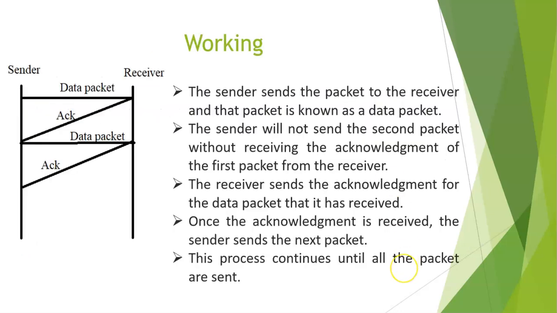This diagram shows the working of Stop and Wait Protocol. See the sender side as well as the receiver side of the diagram. The sender sends a data packet to the receiver. The receiver, after receiving the data packet, sends the acknowledgement to the sender, and then the sender sends the second data packet to the receiver, and after receiving the second data packet, the receiver sends the acknowledgement for the corresponding data packet to the sender. This process will continue until it sends all the packets. This is the working of Stop and Wait Protocol.